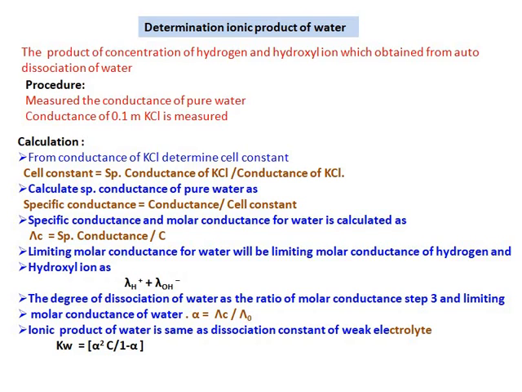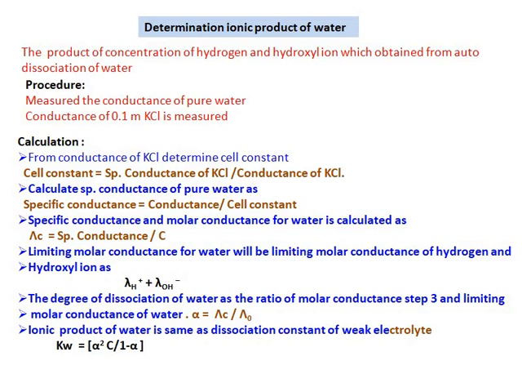The ionic product of water is defined as the product of the concentrations of hydrogen and hydroxyl ions. They are obtained from the dissociation of water, and therefore water can be treated as a weak electrolyte. The procedure used for determining the dissociation constant of a weak electrolyte can be applied here as well. Now let us see the procedure.